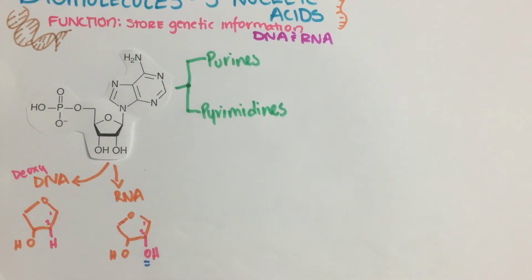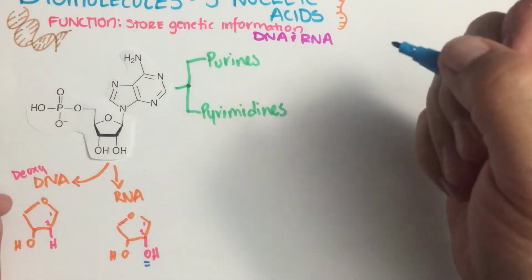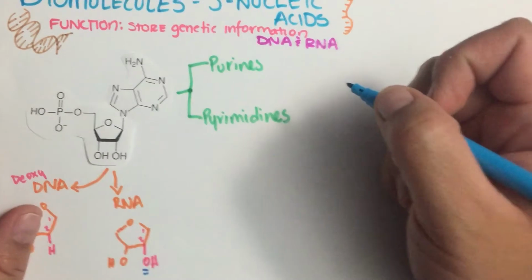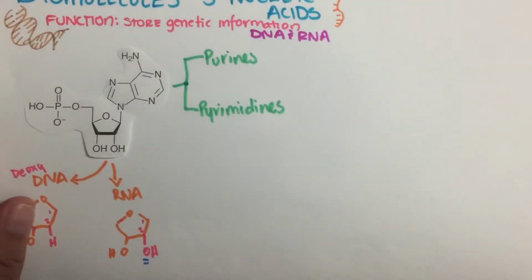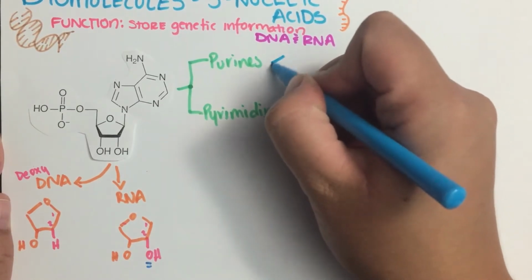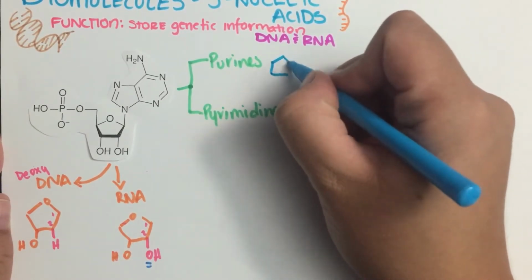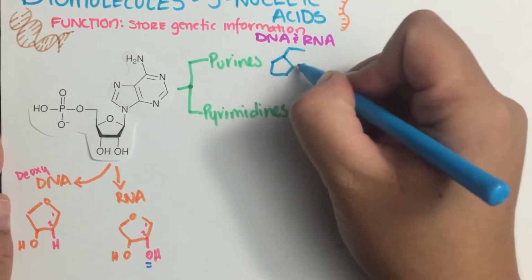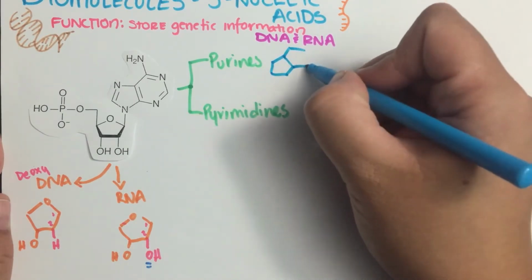What's the difference between these 2? How can you identify them? You will see that purines and pyrimidines are bases that have either 1 ring or 2 rings. Purines are going to have 2 rings. So here we have an example.